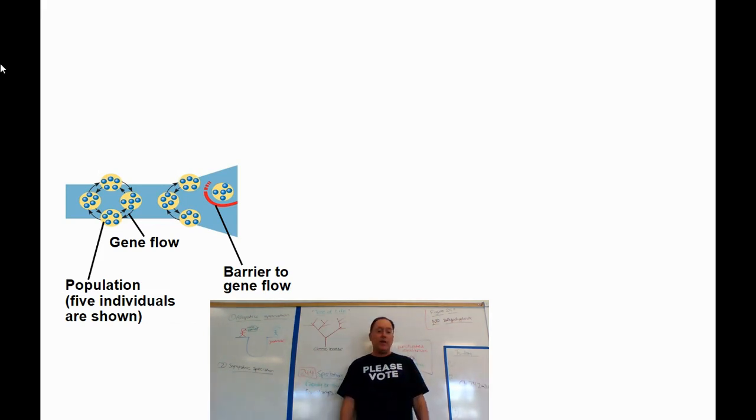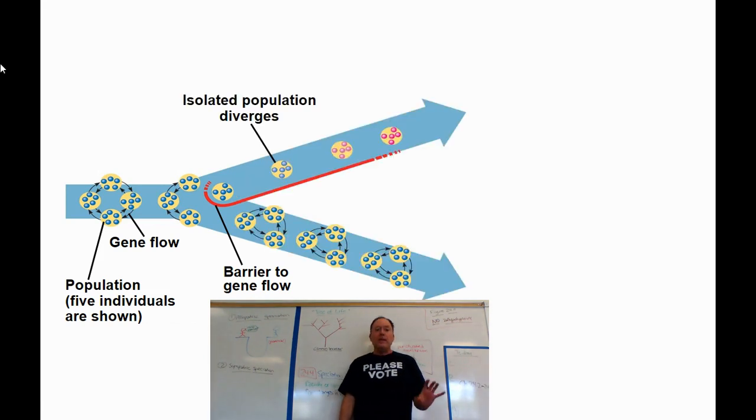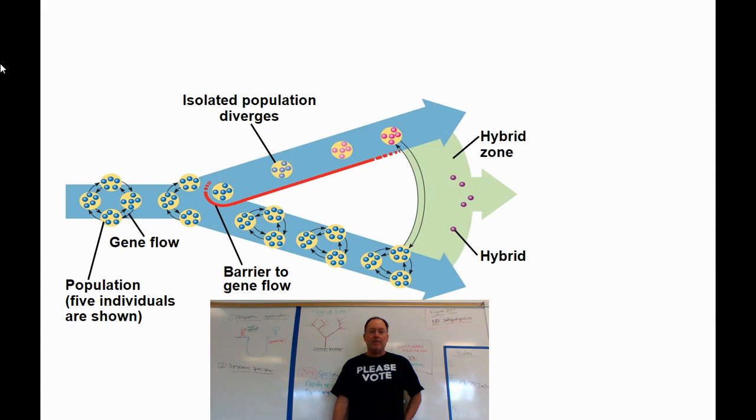And that could be a geographic barrier, for instance. And we'll learn in sympatric speciation when it isn't a geographic barrier. This population is then going to diverge over time as far as their alleles are concerned. And you can see the other populations are doing just fine. They're on the bottom fork of this picture.